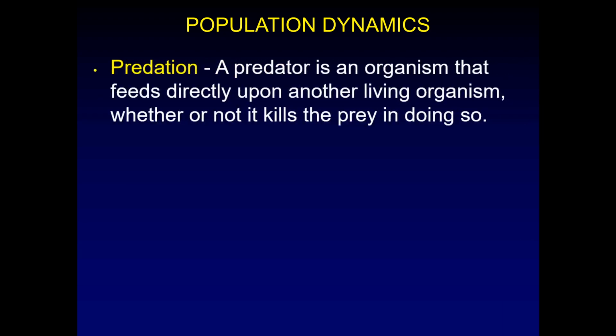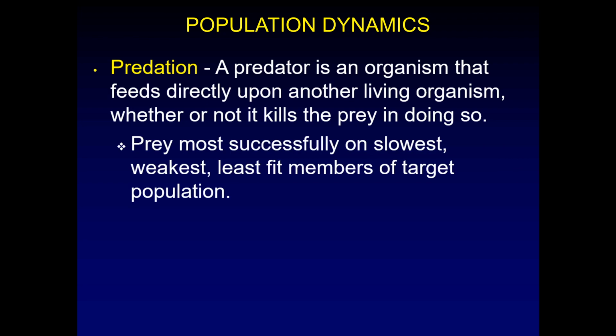Population dynamics. So, predation. A predator is an organism that feeds directly on another living organism, whether or not it kills its prey in doing so. Predators prey most successfully on the slowest, weakest, and least fit members of a target population. The gazelle that gets eaten the most by the lion is usually the slowest gazelle, or the one that is tactically the dumbest. So it maybe goes right when it should have gone left.